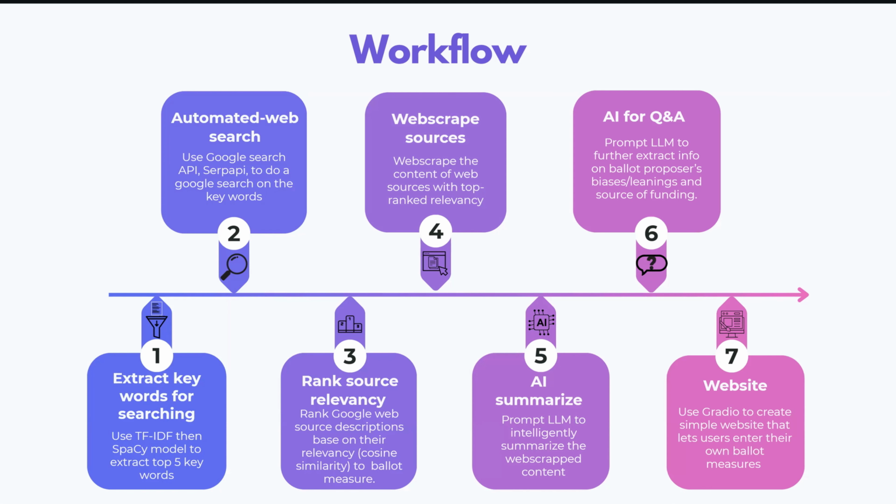This is our workflow for how our model works. First, we extract all the keywords using the TF-IDF model and take the top 5 most important words from the ballot. Using those top 5 words, we input them into Google search using the API and search based on those keywords.